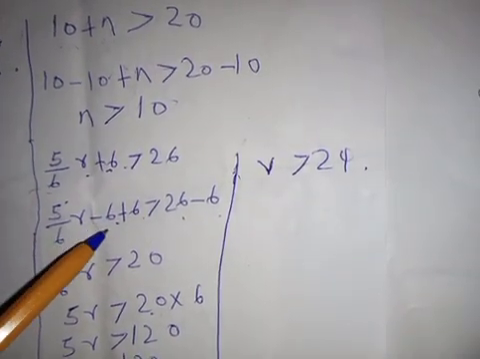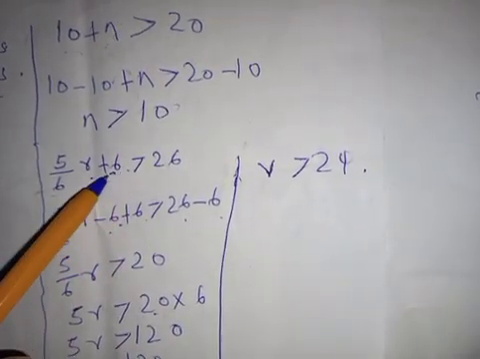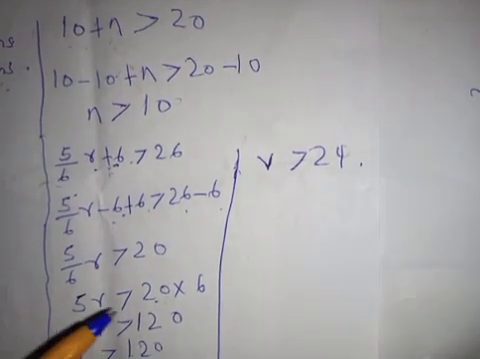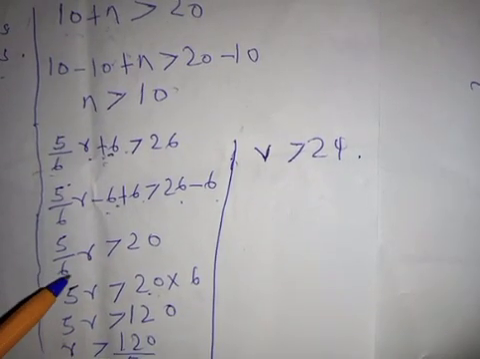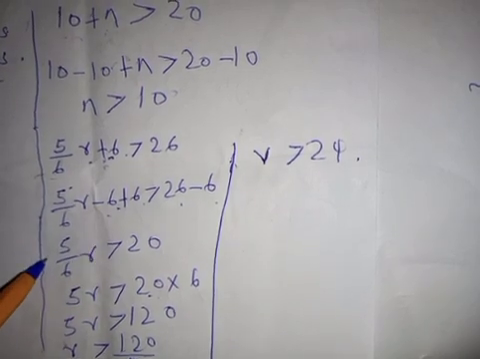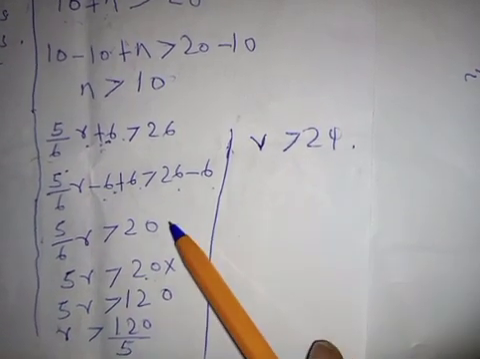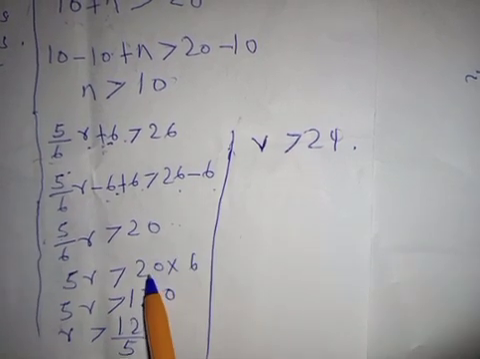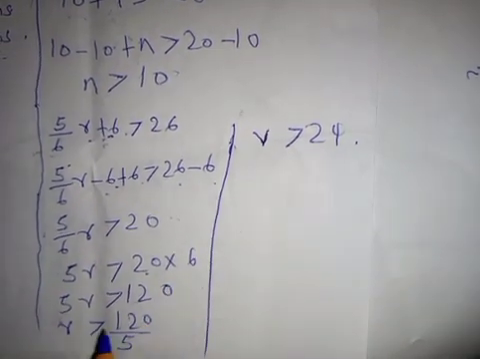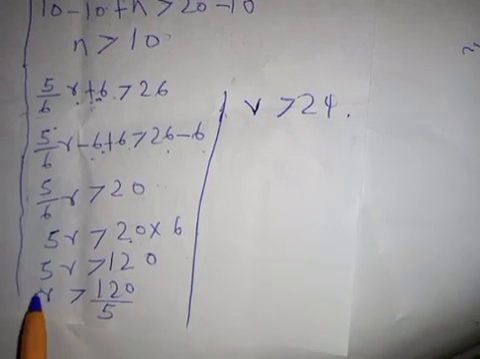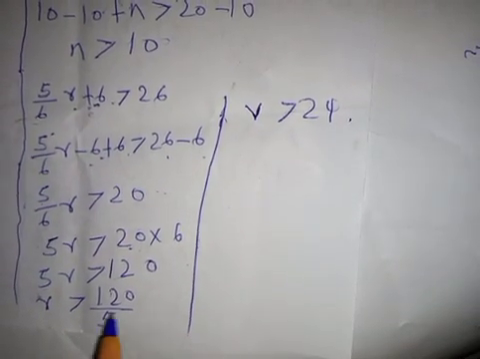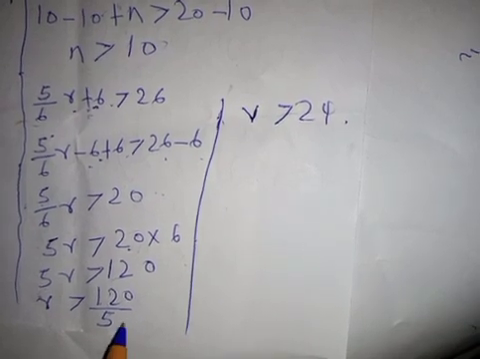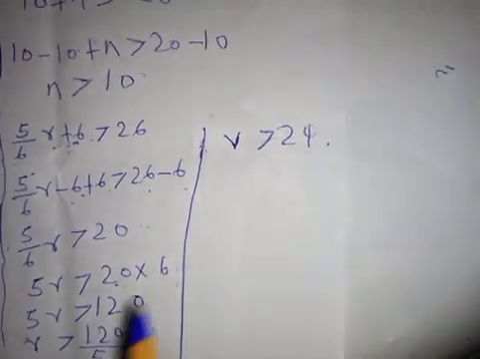You subtract 6 this side here so that you can eliminate 6, and you subtract it on the other side. Once you subtract, the next thing, you multiply by 6, here by 6 and this side by 6. When you multiply here by 6, 6 will cancel, and 20 times 6 will get 120. Then from there now you divide by 5 both sides to be left with the r. And 120 divided by 5 is 24.